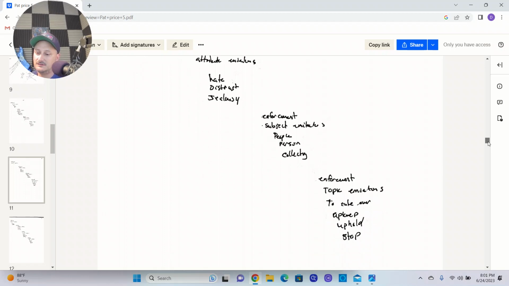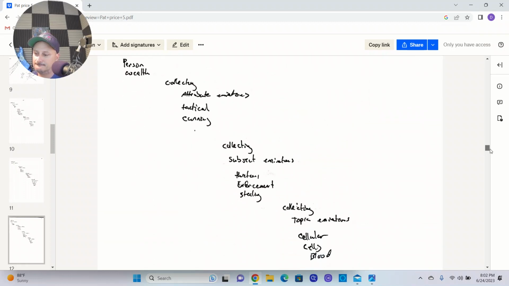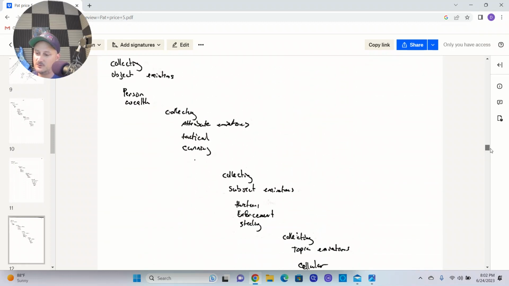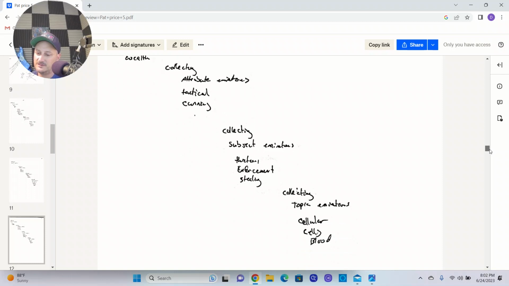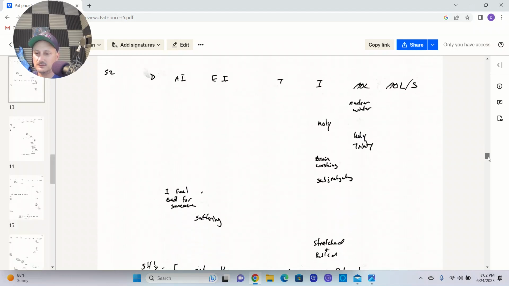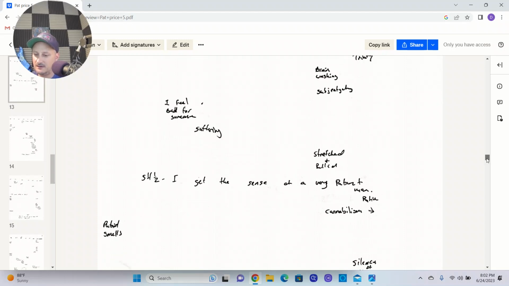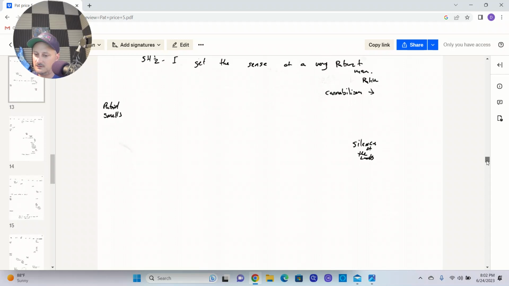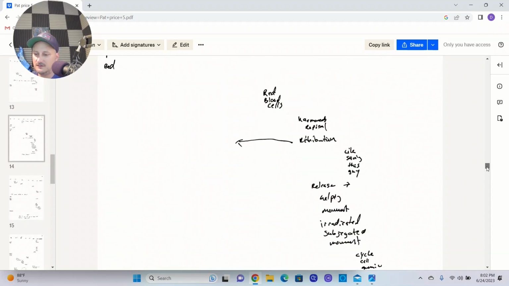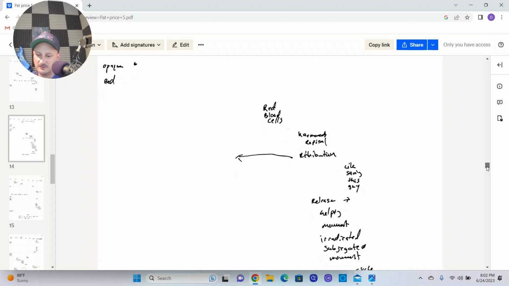Hate, jealousy, this idea of enforcement. Hold, stop. Collecting, person, wealth, tactical, cunning, enforcement, stealing, threatening. Cellular blood, okay. So, this idea of brainwashing. Get this sense of a very patient man. Okay, so I get the sense of red blood cells. This idea of retribution, release.